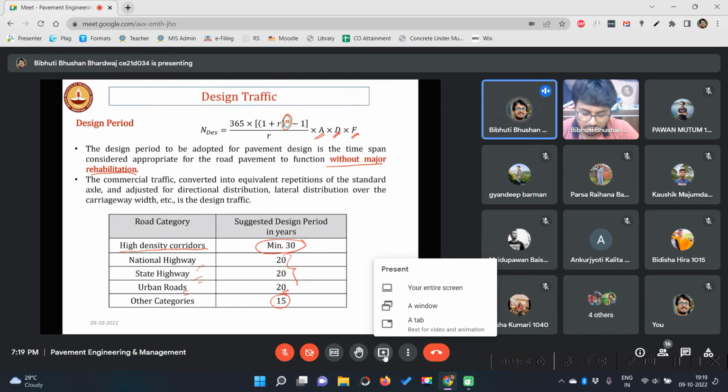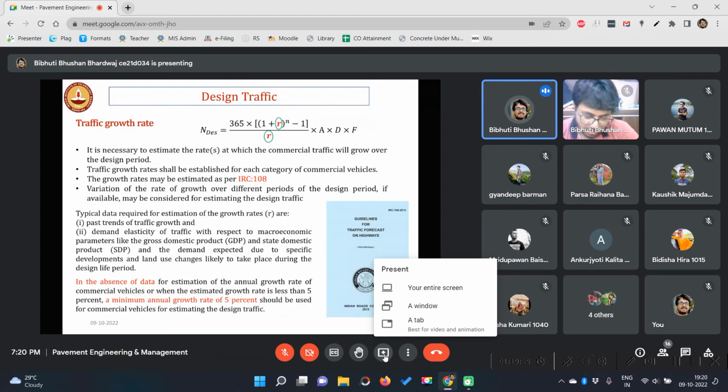Okay, so N is pretty simple. Whatever the value, you will know the category of the road, whether it is national highway, state highway. So based on that, directly you can take the value. 20, 15, okay. Now this traffic growth rate R.